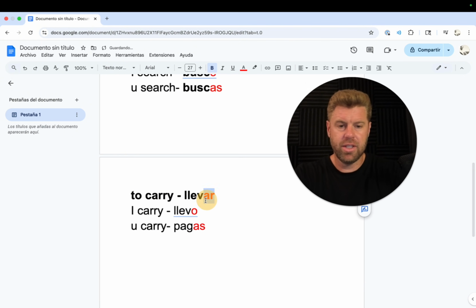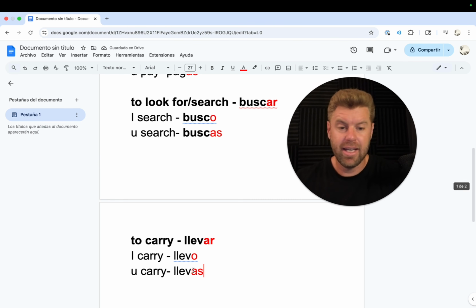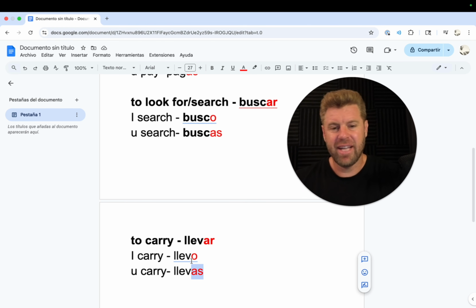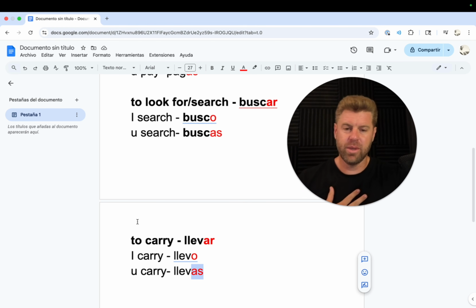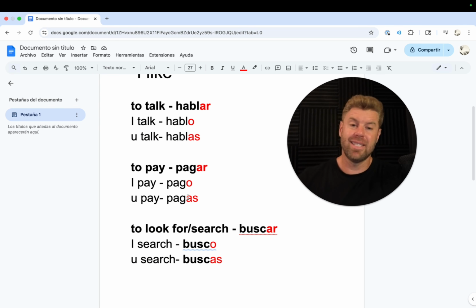So the AR changes to an O. And same thing here, the AR changes to an AS. So we know if you say a word with an S at the end, we're talking about you. If it has an O at the end, we're talking about I. In other words, every time you see the S at the end of a word, we already know you're talking about you. That's how these words change when we use them in a sentence.